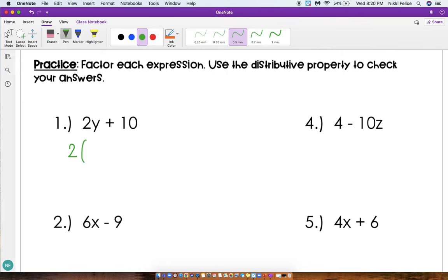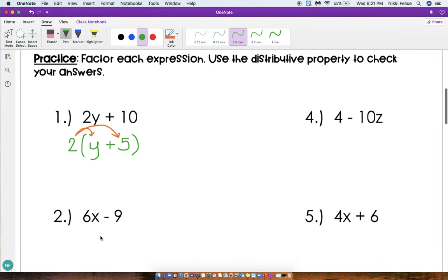So if I divide 2 out of both of these terms, 2y divided by 2 is just 1y, and 10 divided by 2 is 5. So here is my factored expression, 2 times the quantity of y plus 5. I know I'm correct because if I used the distributive property to redistribute the 2, I would get 2y plus 10, which is what I started with. So we factored this expression correctly.